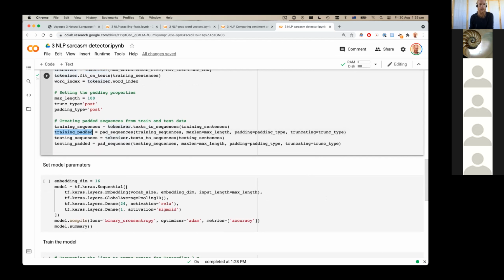And something that we need to do is to pad out sequences. So if some of the sequences are shorter than others, then we'll need to pad them so that they're the same lengths. This will help with the creation of the vectors.